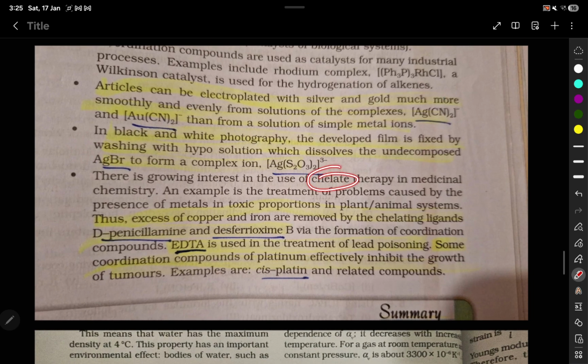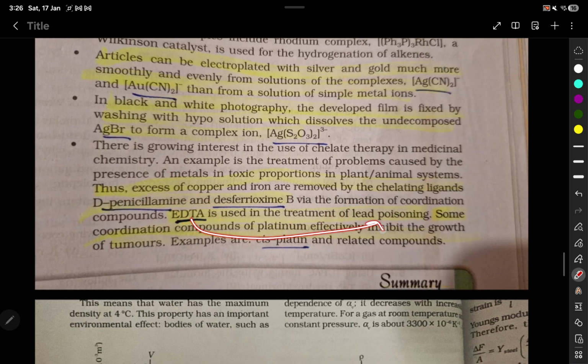Then you have chelate therapy. Yeah, so chelate therapy is basically removing toxic metals from plant and animal systems, and excess of copper and iron are removed by D-penicillamine and desferrioxamine. As you see, ferri means iron, so you can easily recognize that. Copper is penicillamine. I don't know how the hell you'll recognize that, but please just mug it up. And EDTA is used for the treatment of lead poisoning.